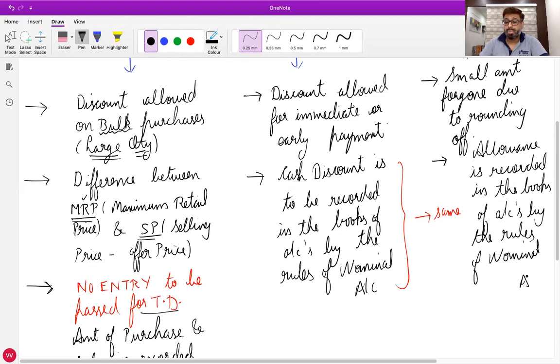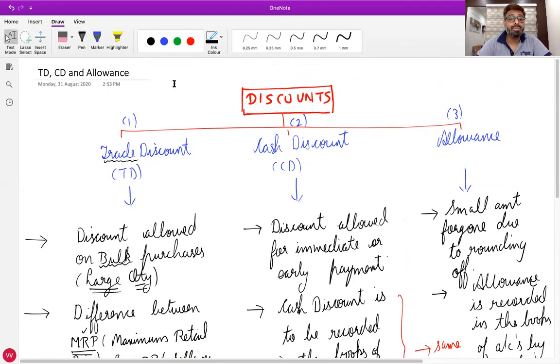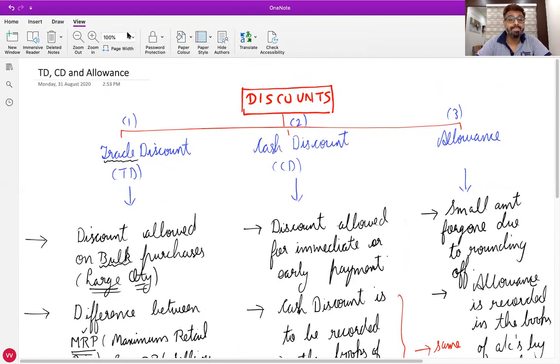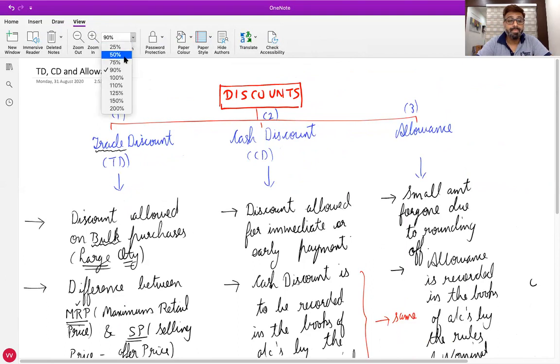So here Dhruv paid me 2 rupees less. Can I say that 2 rupees is expense for me? Yes. Debit for expenses and losses. So I will debit that allowance account. Did all of you understand this? Yes.